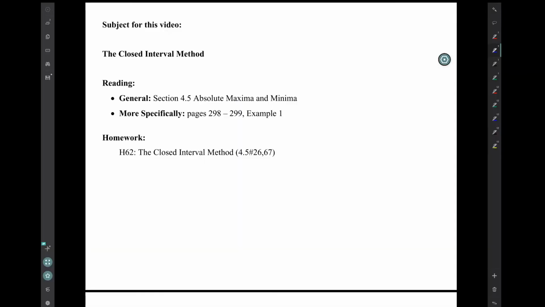Hi, I'm Mark Barsamian. In this video, I'll be discussing the closed interval method for finding absolute extrema for a continuous function on a closed interval. This material is from section 4.5 of the book. More specifically, pages 298 and 299, example 1, is similar to what I'm going to be discussing. And the corresponding homework is this set of two exercises from section 4.5.